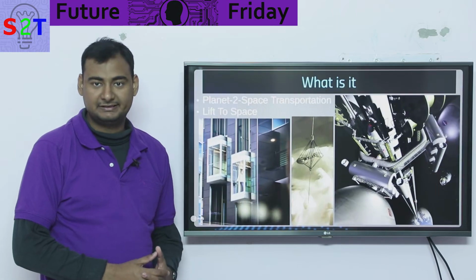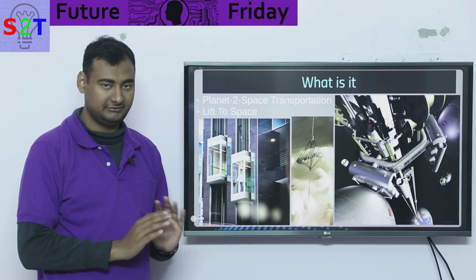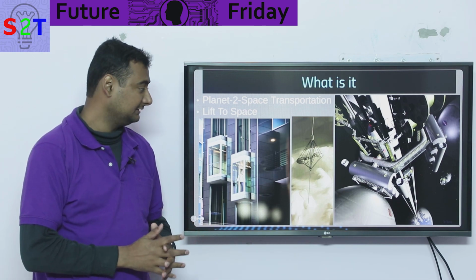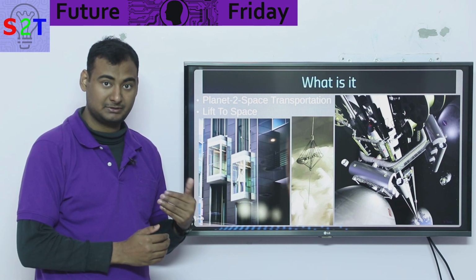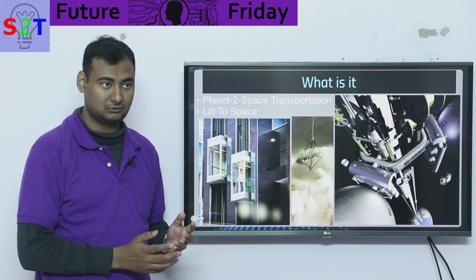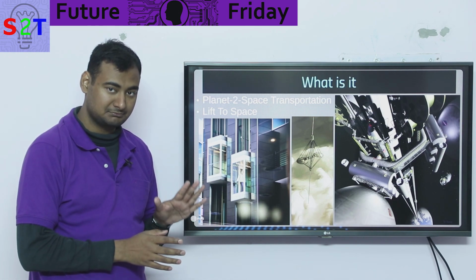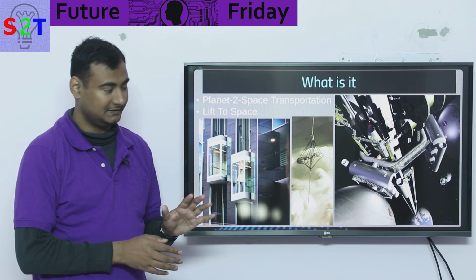Now, the first thing you have to understand is that the idea is very simple. It allows you to go from a surface to orbit, or to space, very easily. It's generally thought of for planets, let's say Earth, Mars, Venus, or for moons like Titan, Europa, or our Moon. So that's the whole idea. It simply allows you to go from a planet's surface to space.